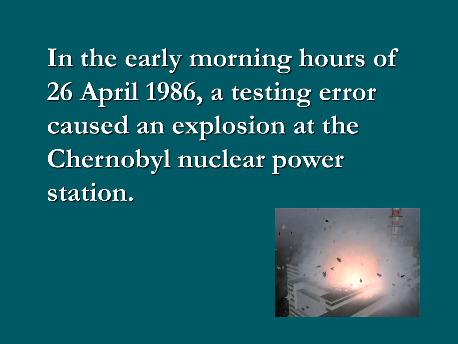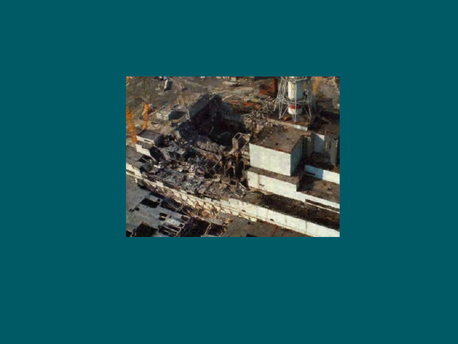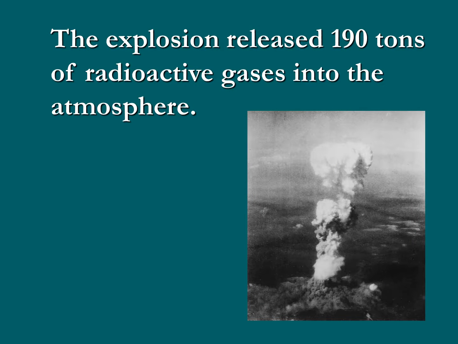So, the explosion. In early morning hours of April 26, 1986, a testing error caused the explosion at the Chernobyl nuclear power station. These are images of the Chernobyl plant after the explosion. So, radioactive fallout. The explosion released 109 tons of radioactive gases into the atmosphere. So again, these are more images of the explosion afterwards.